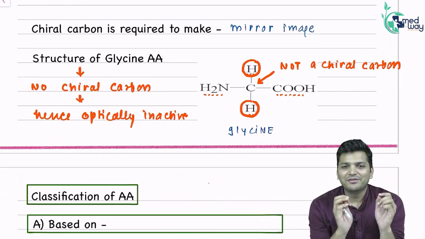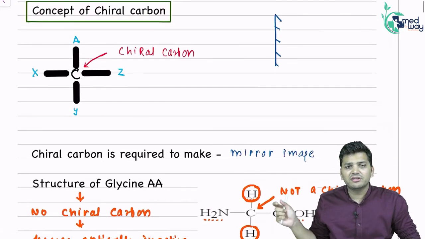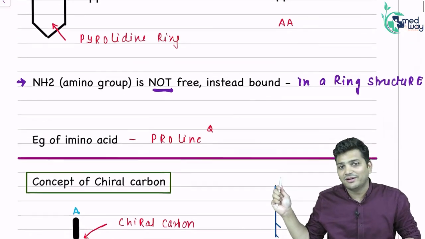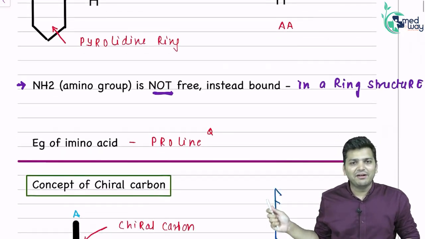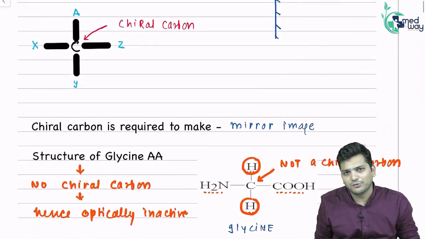Second, we have discussed that if the amino group is not free and it is bound in a ring structure, that is called as what? That is called as imino acid. And what is the example? Proline. Then we have discussed which amino acid is optically inactive? Glycine. These are the 3 important questions.